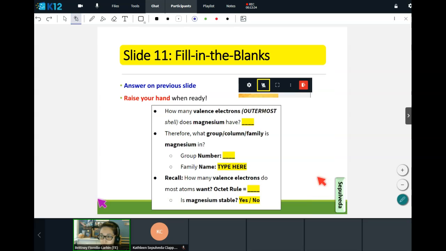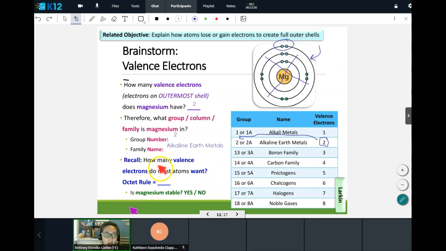Beautiful, beautiful. All right, so that being said, how many valence electrons do most atoms actually want? Go ahead and tell me in the chat box. Remember, it's called the octet rule. Think about the word octopus or the word octagon. What does oct mean? How many valence electrons do atoms want?